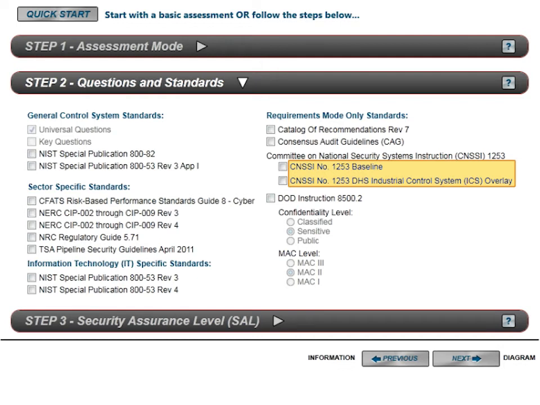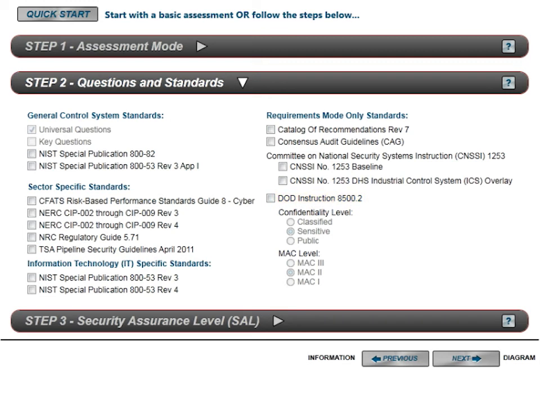This is the foundational standard and is based on the NIST 800-53 Revision 3 standard and is the basis for overlays that are being developed. The Industrial Control System overlay is also included in the tool. While not a standard, the Consensus Audit Guidelines can be used to evaluate business systems. The Department of Defense Instruction 8500.2 standard is available for military organizations.